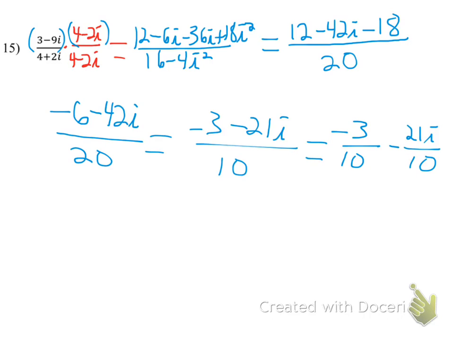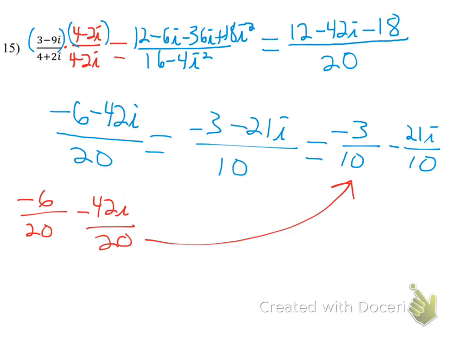Or if you don't recognize that right away and you take this and write it in standard form, negative 6 over 20 minus 42i over 20, so we're starting back here. You can reduce each of these fractions, and in the end you're going to end up with the same thing, negative 3 over 10 minus 21i over 10. Now it's in standard form, and this is our complex number.